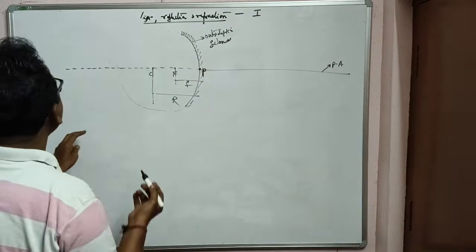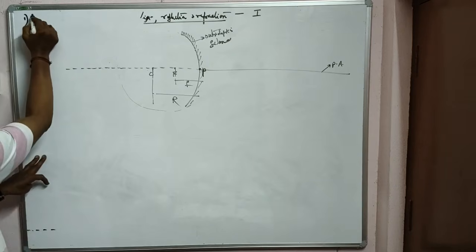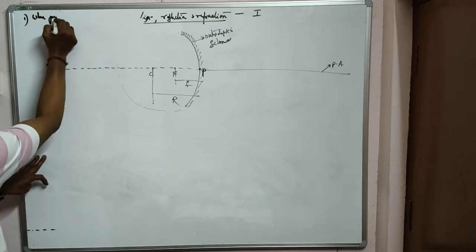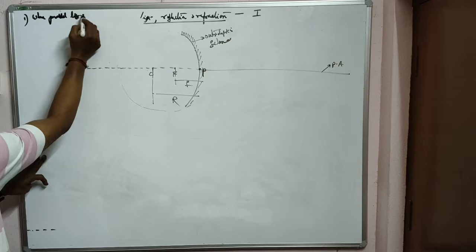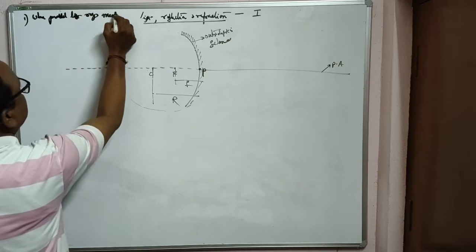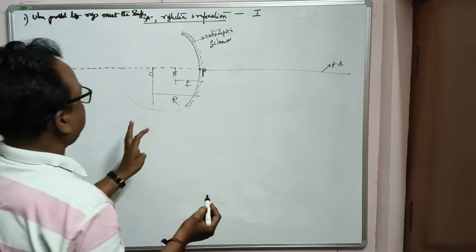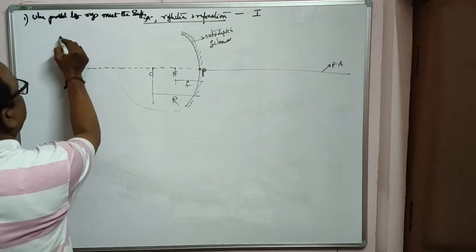First of all, you have to know another important point. When parallel light rays meet the surface, either it may be concave or convex. For example, see, these are the parallel light rays.